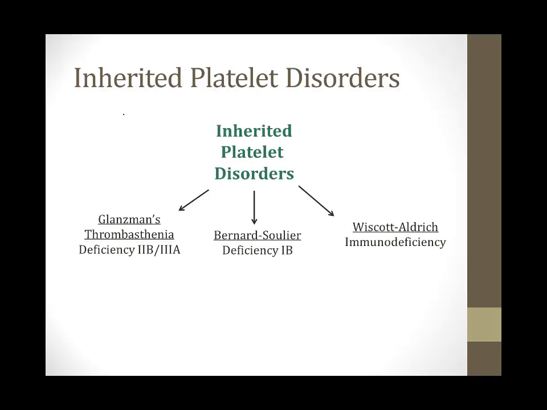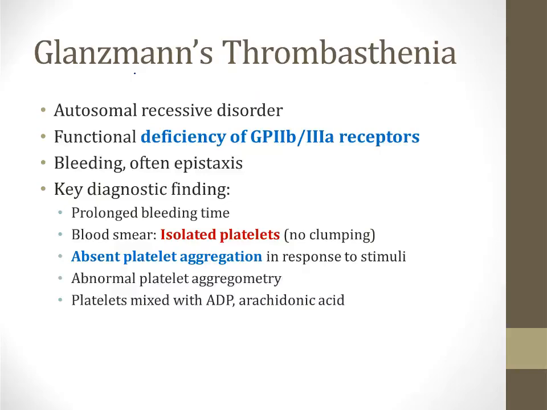So I'll start this module by talking about 3 inherited platelet disorders. Children are born with these conditions, and they often present at a young age with bleeding problems. The first disorder is Glanzmann's thrombasthenia. This is a genetic disorder that is transmitted through families in an autosomal recessive fashion, and children born with this disorder have a functional deficiency of the 2B3A receptors found on their platelets. This will lead to mucosal platelet-type bleeding, often epistaxis, in childhood.